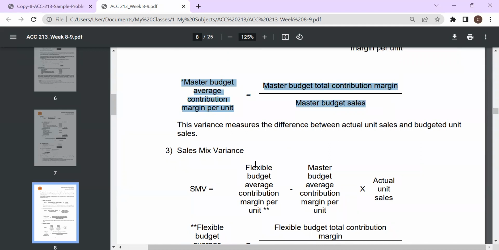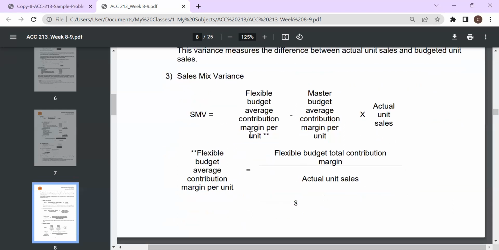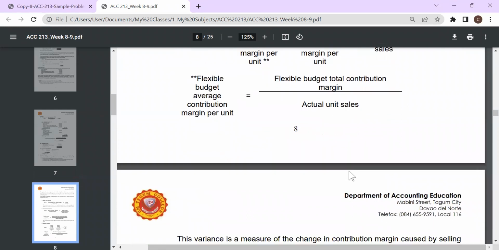So after you have computed the difference of the flexible budget average contribution margin per unit and the master budget average contribution margin per unit, then you're going to multiply that with your actual sales volume, or actual unit sales. So that's your sales mix variance.